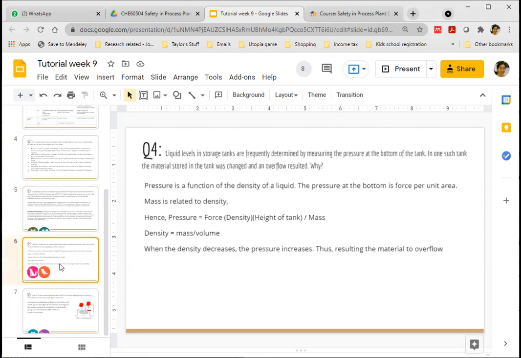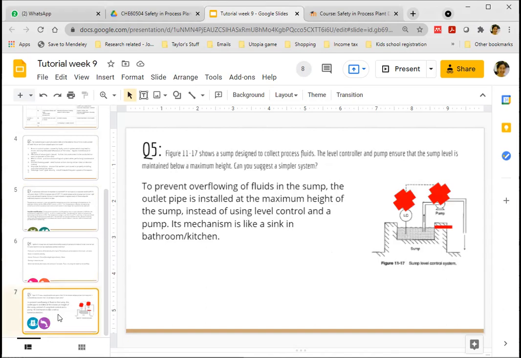And question 4 talks about simple modifications: if you change your process, what are the things that you need to look at? And question 5 is just simplify the sump tank. Okay, any other questions?